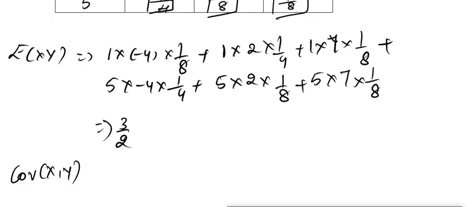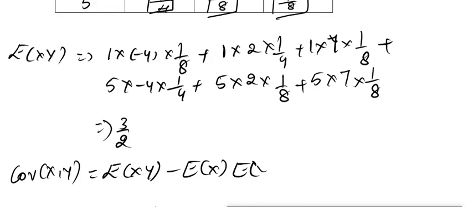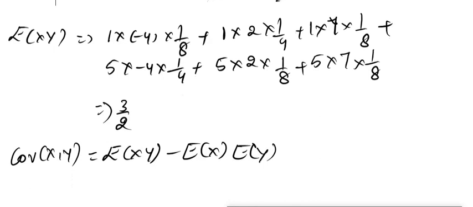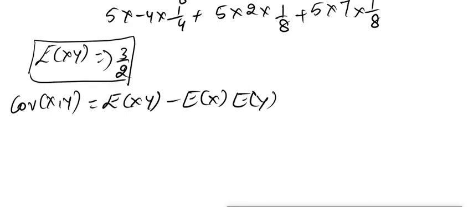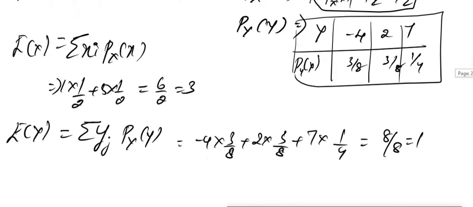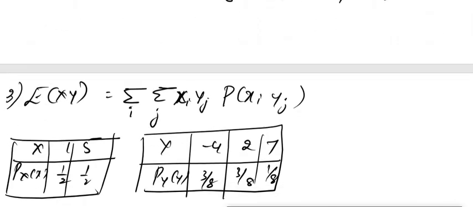Next comes the covariance of x and y. So the easy formula is E of xy minus E of x into E of y. E stands for the expectation, and all this data we have just now calculated and kept it. So E of x, y is nothing but 3 by 2, and we have calculated E of x as 3 and E of y as 1. You can just use this value to find the covariance of x and y.